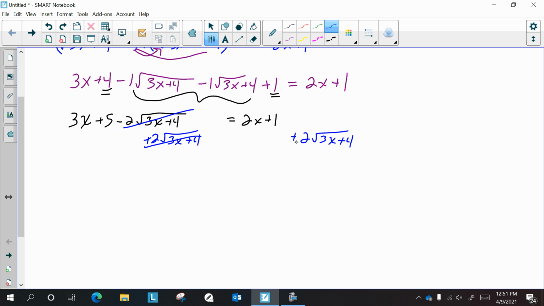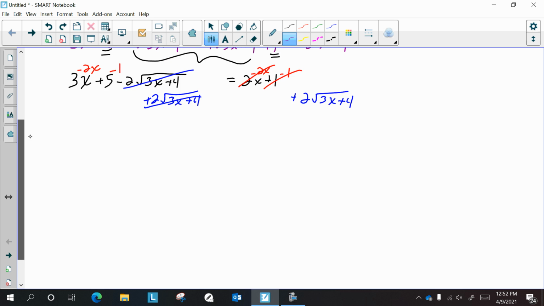Since we want that square root by itself, we don't want this on the right side. So we're going to move it to the other side. So take 2x away from both sides and take 1 away from both sides so that those cancel. So on the left side, the square roots canceled. That's going to leave us 3 minus 2, so 1x, 5 minus 1, so positive 4, and then 2 of the square roots on the other side.